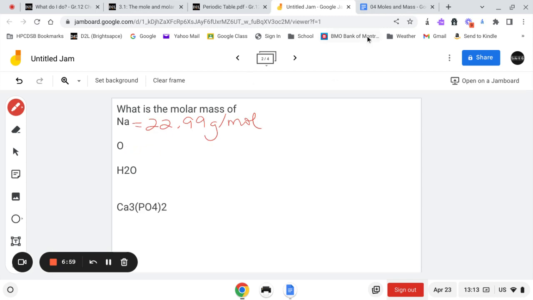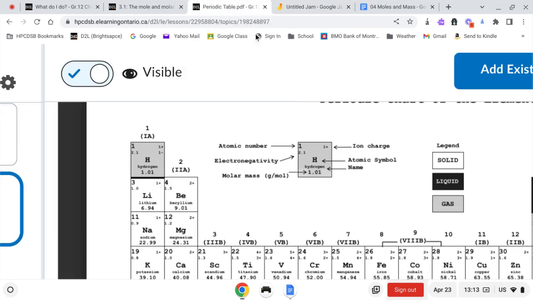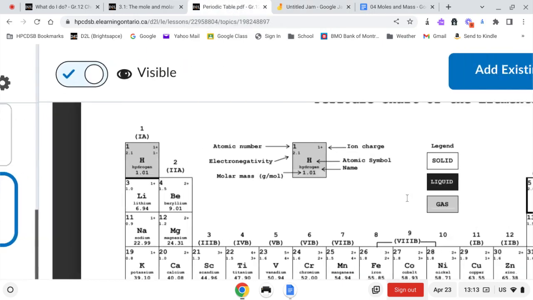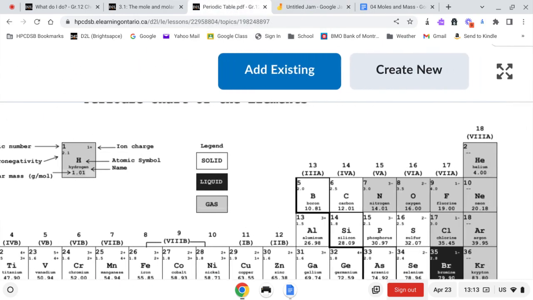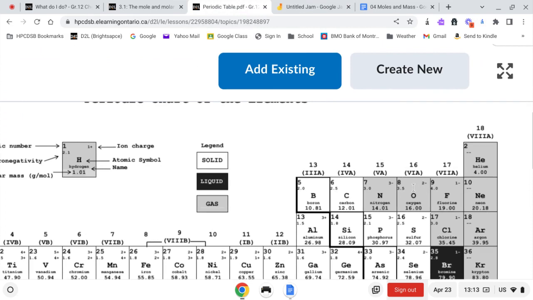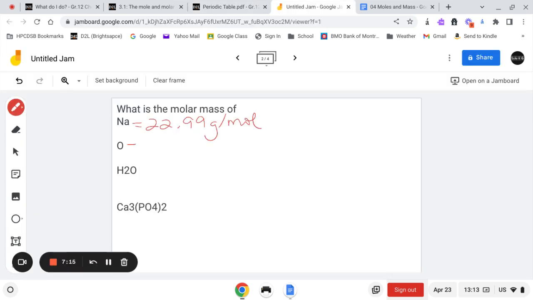What is the molar mass of oxygen? So again, you need your periodic table. This is why you have to print it off, folks. Have it right beside you. Find oxygen. Here it is right here. Oxygen's molar mass. So if I had 1 mole of oxygen atoms, it would weigh 16 grams per mole. Okay, so easy. You just go and you find it off the periodic table.